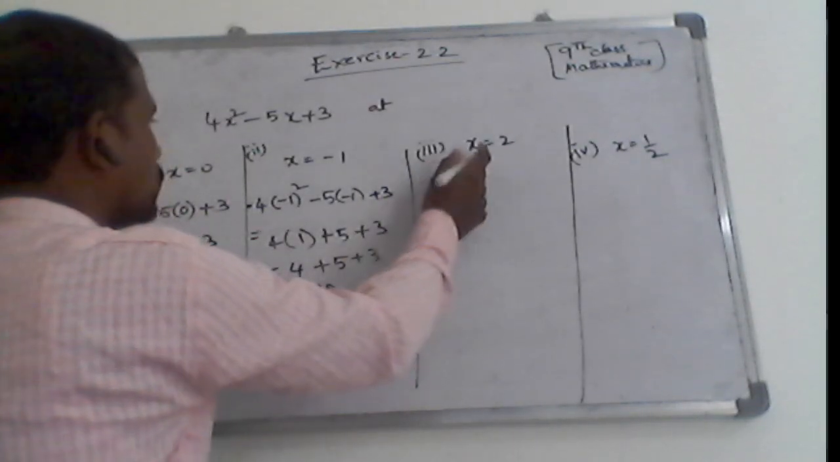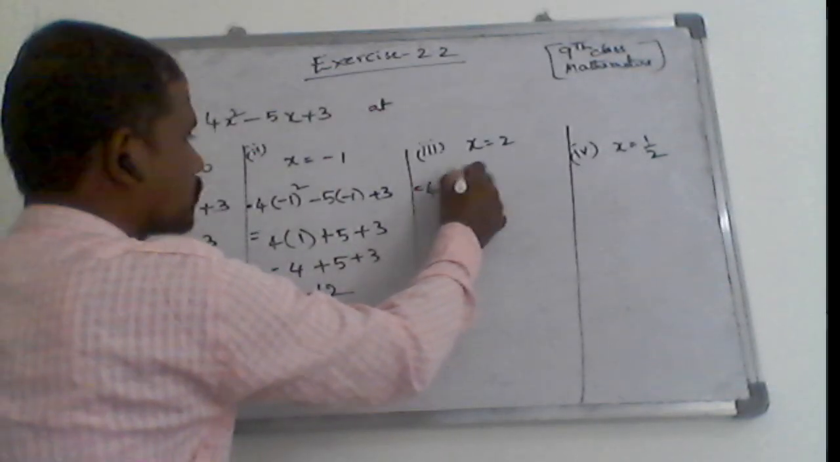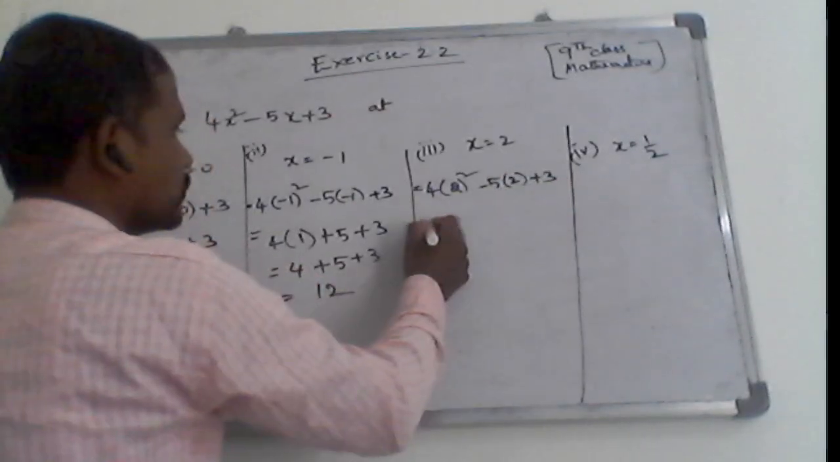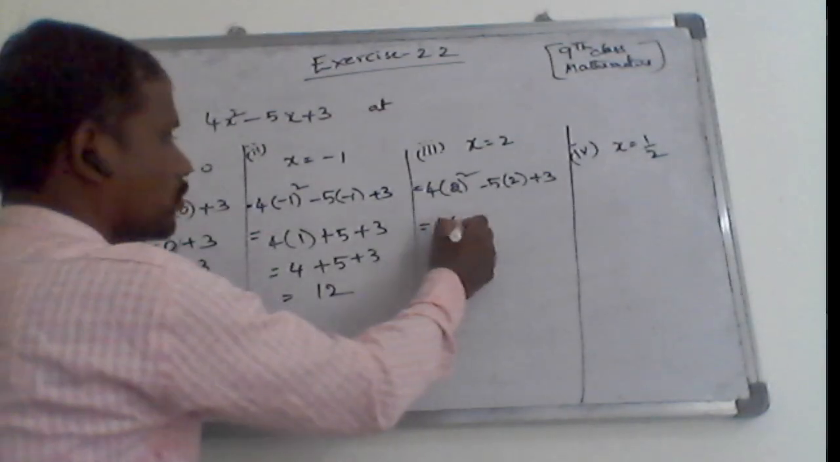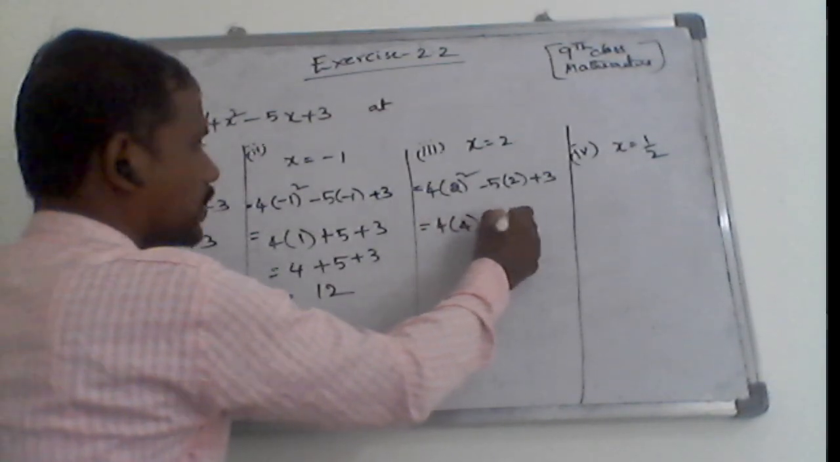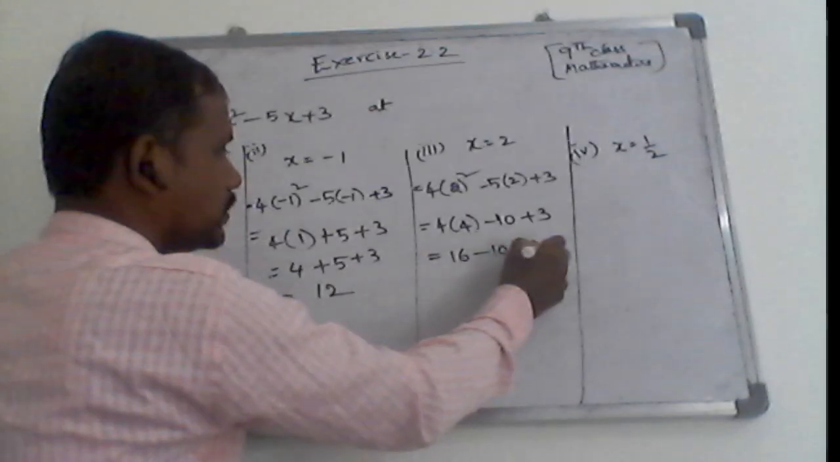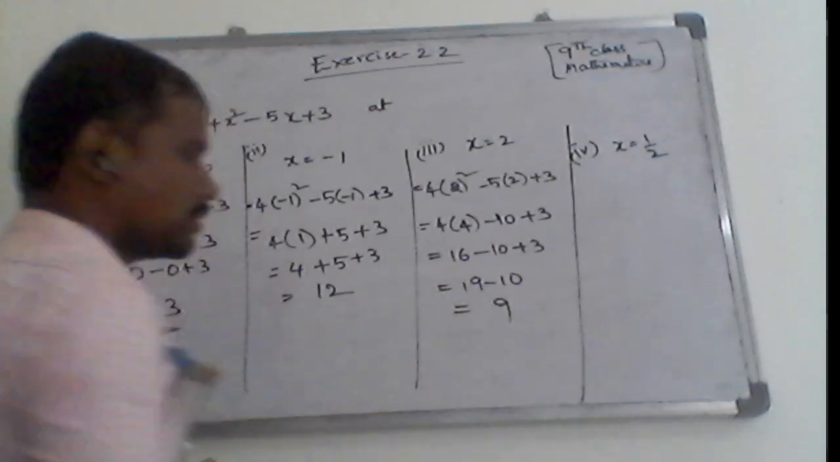So next one, x equal to 2. Substitute in this equation: 4 of 2 whole square minus 5 of 2 plus 3. So 2 whole square value is 4, minus 5 twos are 10, plus 3. So 4 fours are 16 minus 10 plus 3. 16 plus 3 is 19, minus 10 equal to 9.